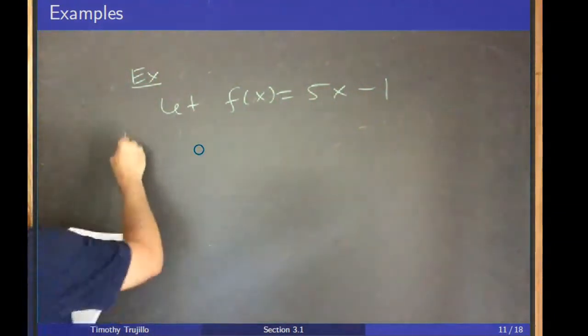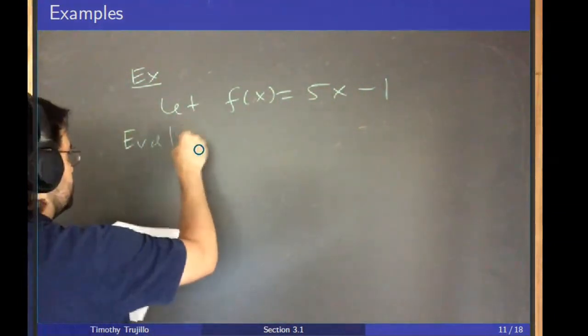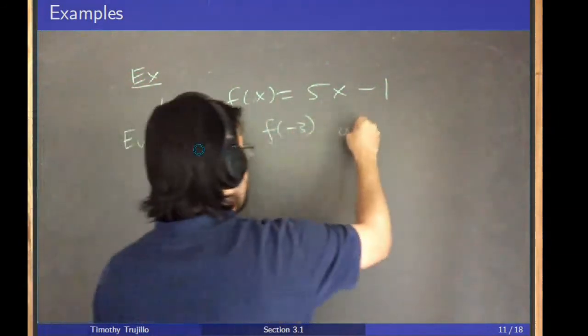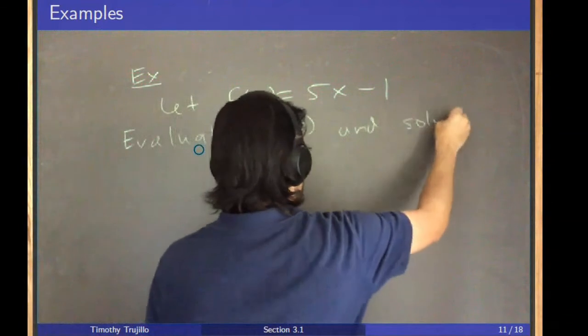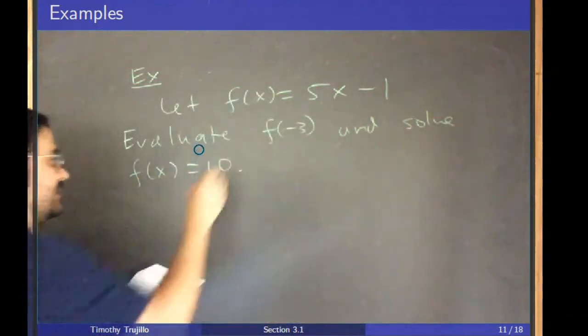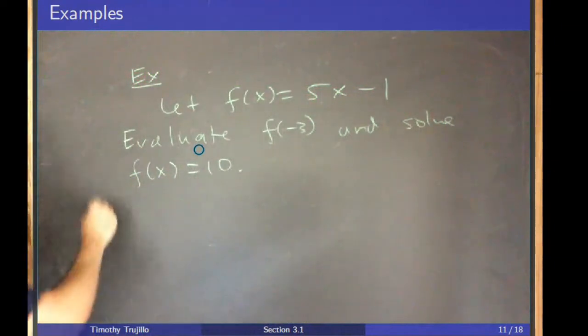And here we want to evaluate f at negative 3, and we'd like to solve the equation f of x is equal to 10. Okay, and notice that these are two different things.